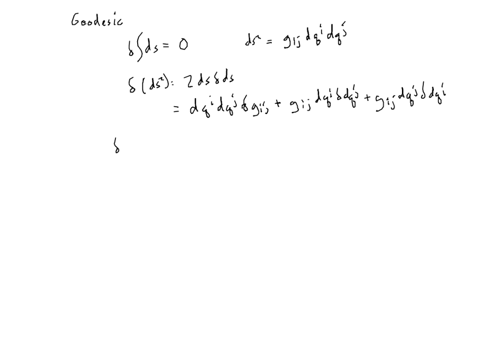Now, the delta of ds should be equal to 1/2 times essentially everything here divided by the 2 ds.